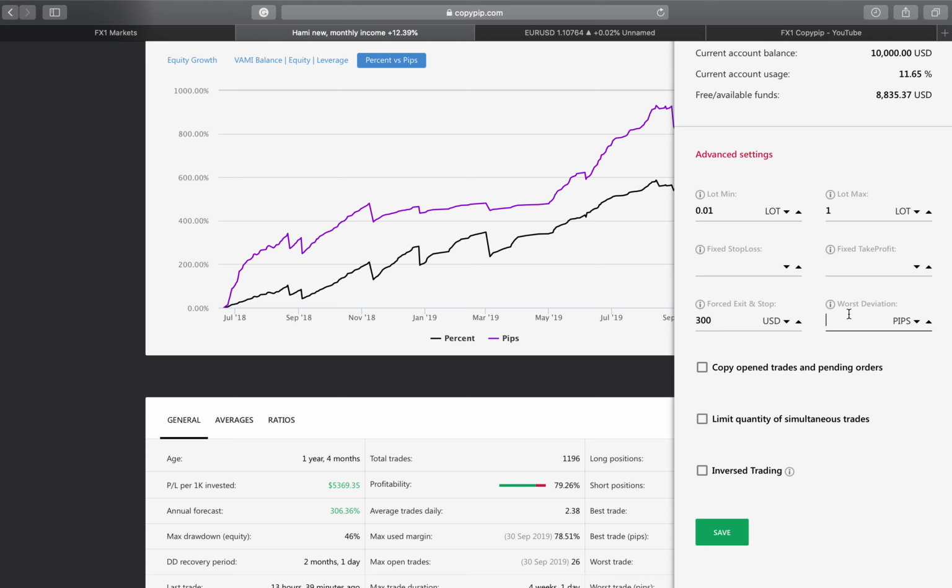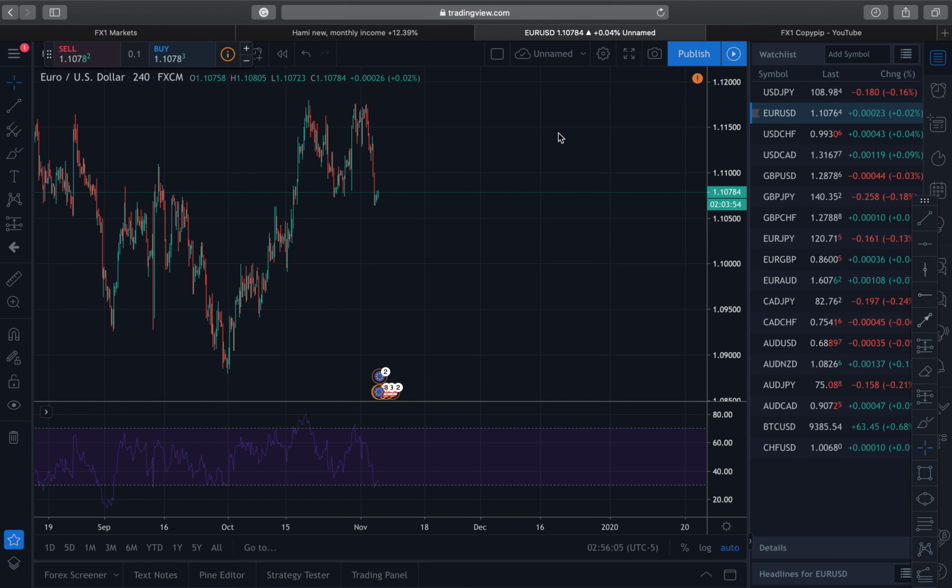The next part, worst deviation. Let's say when a position is opening in forex, by following this trader, your position will be opened right after. But sometimes your trade won't be opened at the same spot as the trader you're following. It might be a few pips away. Let me show it to you in TradingView.